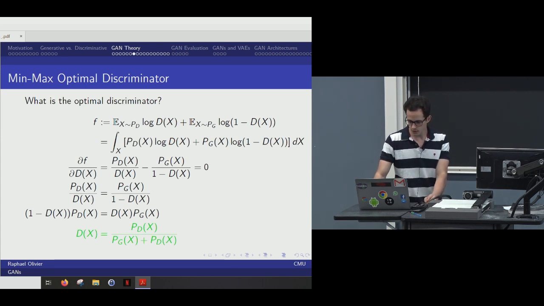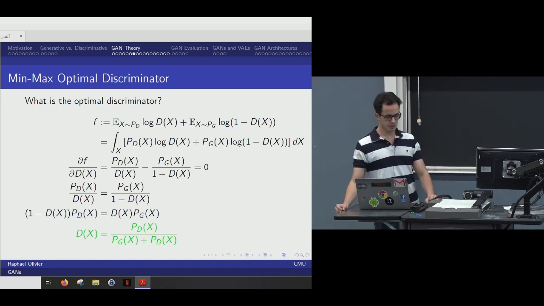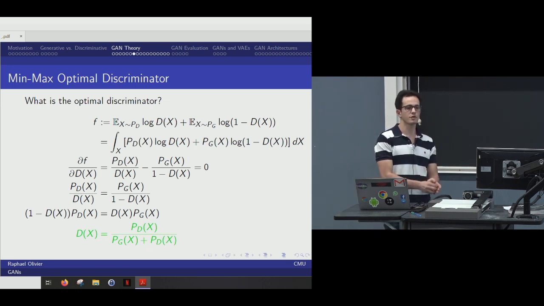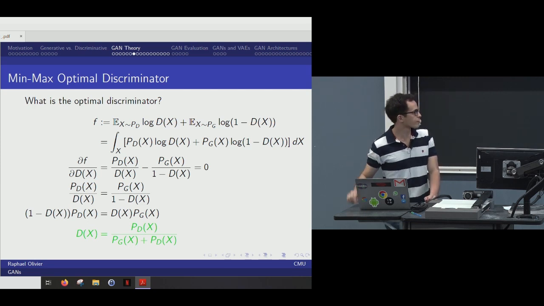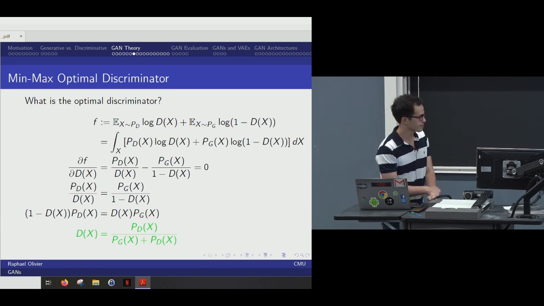So one thing you can wonder is, from this objective on the top, what would the optimal discriminator look like? Given a specific generator, assuming your generator is somewhere, what is the discriminator going to try to reach? If you just write that in integral form and do a bunch of derivations, you're going to get to the conclusion that what the discriminator should output is, for a given image x, the probability of that image under the real distribution divided by the probability of that image under the real distribution plus its probability under the fake distribution.